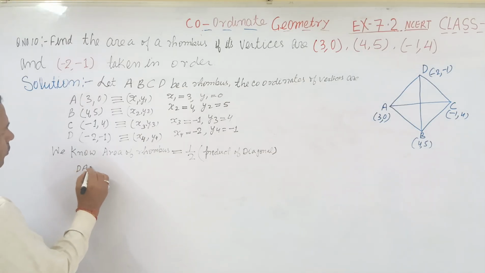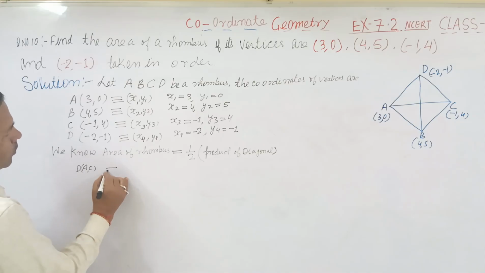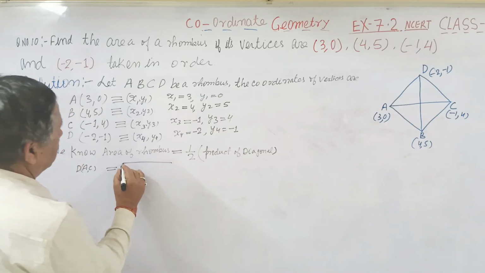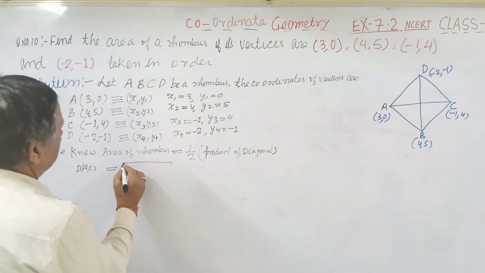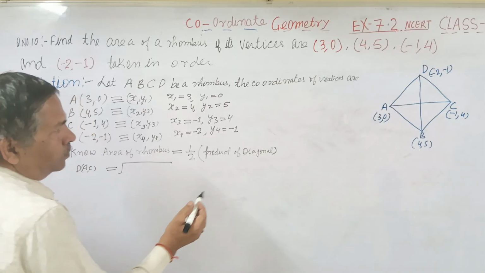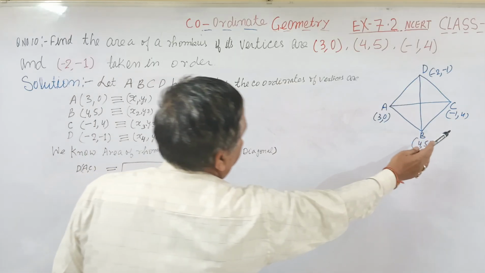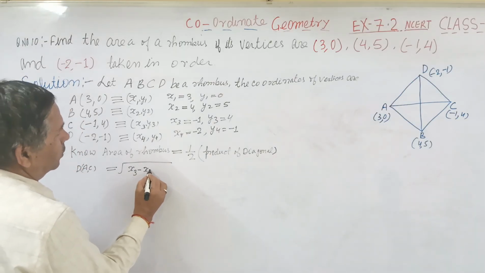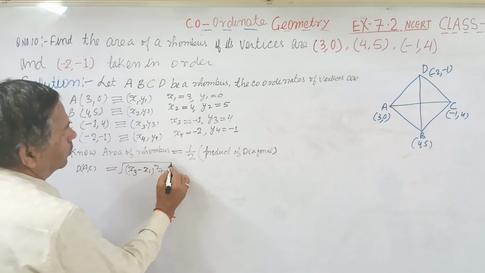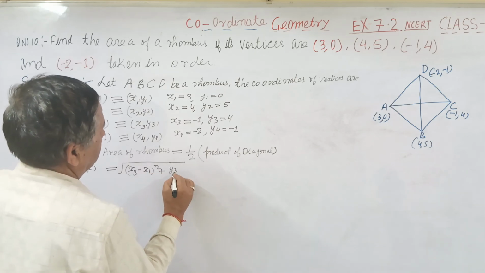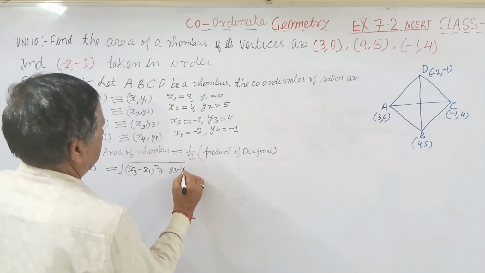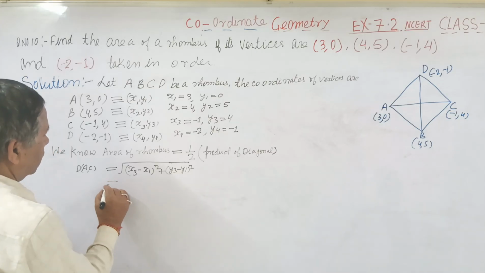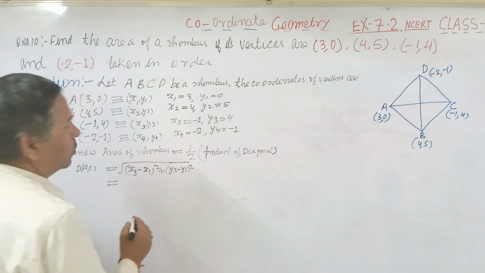The distance AC will be, we will use the distance formula, in this case for A and C: the square root of (x3 minus x1) whole square plus (y3 minus y1) whole square. So this will give us the distance between points A and C.